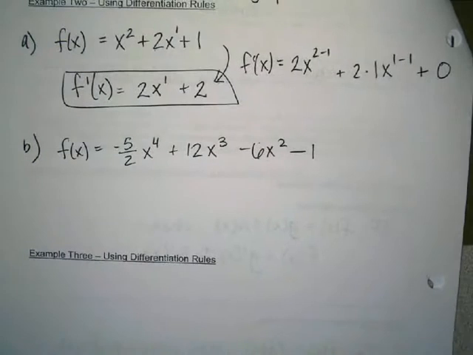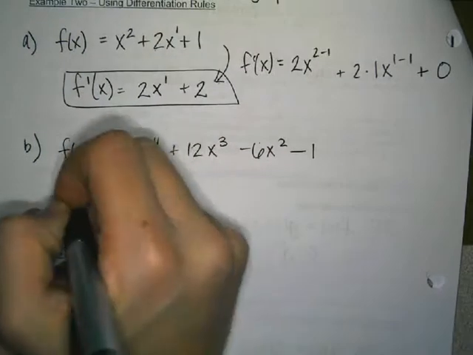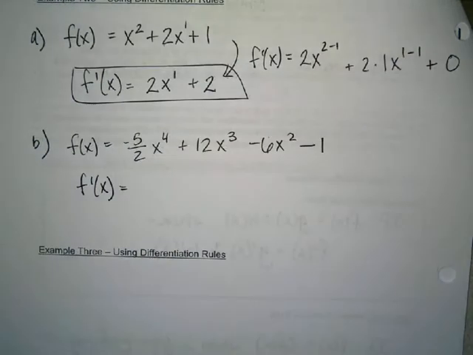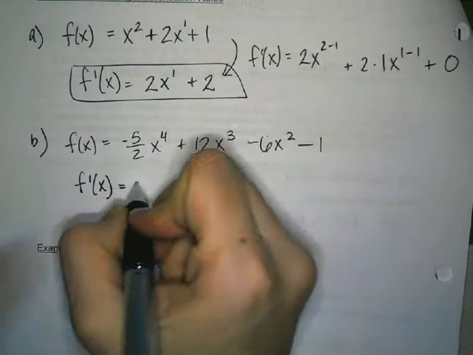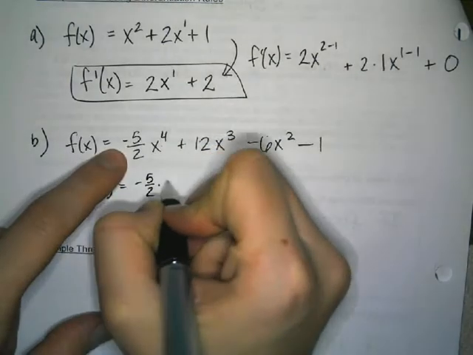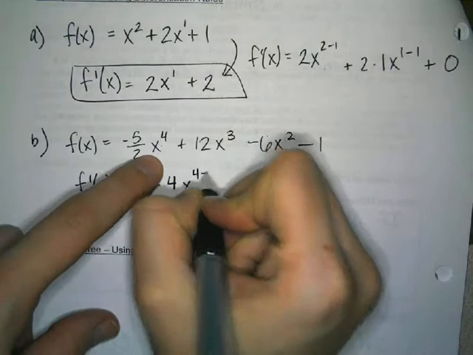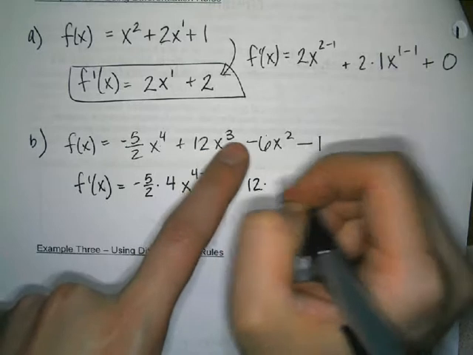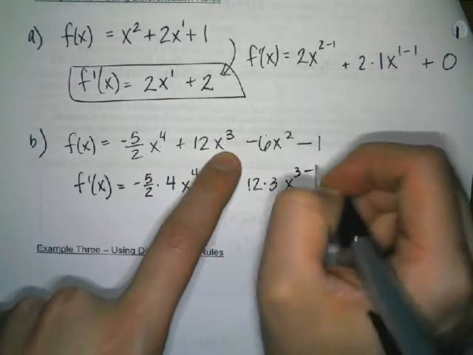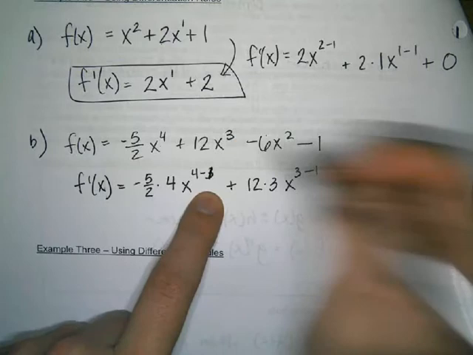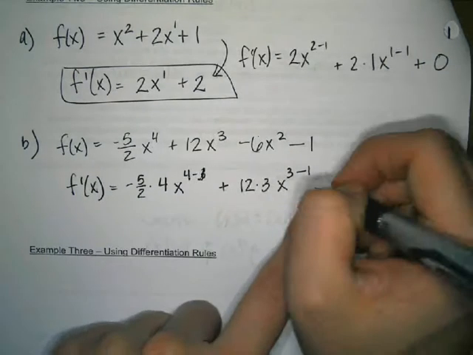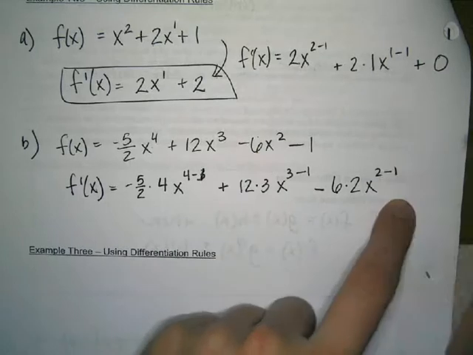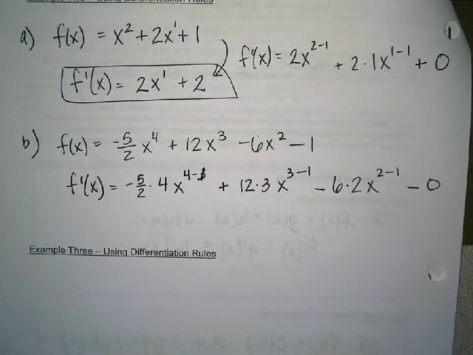Alright, so f prime. Again, I can use the power rule in each one of these cases because all my exponents are numbers. I'm going to multiply my constant here, negative 5 halves, by my original exponent, and then subtract 1 from my exponent. I'm going to multiply the 12 by my original exponent, and then subtract 1 from my exponent. I'm going to multiply 6 by my original exponent, subtract 1 from my exponent. And then the derivative of a constant is 0. So let's simplify.